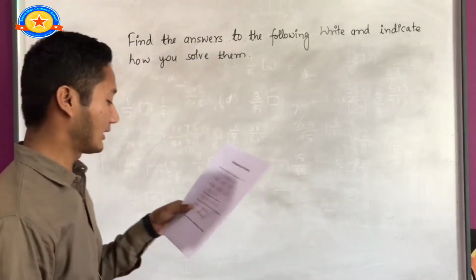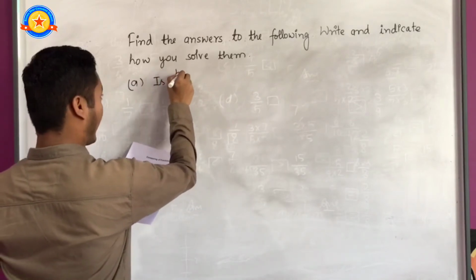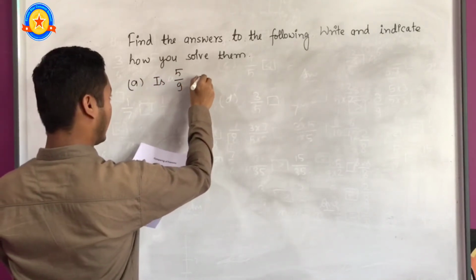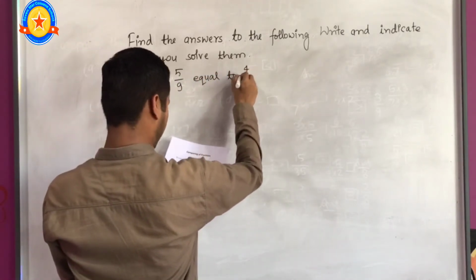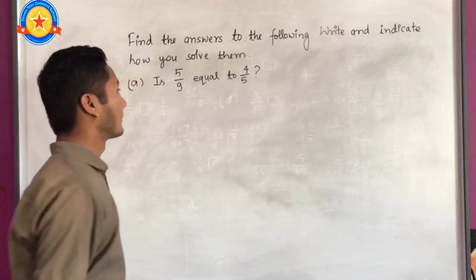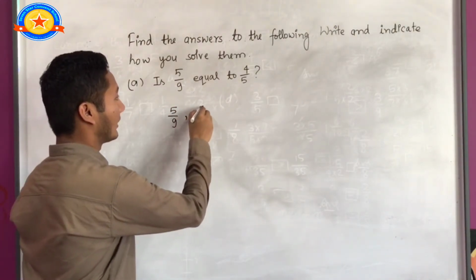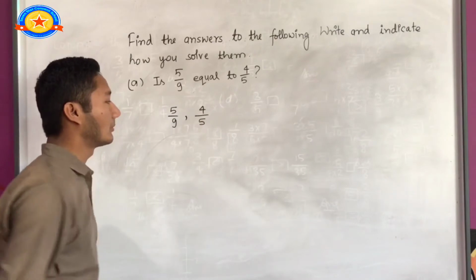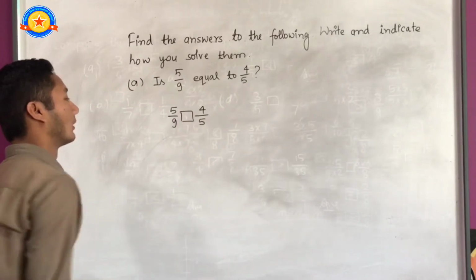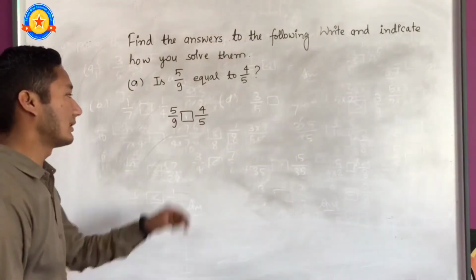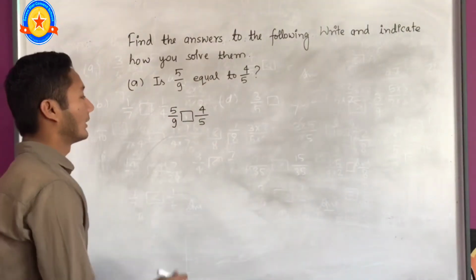In this question, our first part is 5 by 9 equal to 4 by 5. Let's check. That means we need to check whether 5 by 9 is equal to or maybe smaller than or maybe bigger than 4 by 5. Now check. We can make the blank space here and then in the last when we get the answer then we will fill this with the appropriate sign.